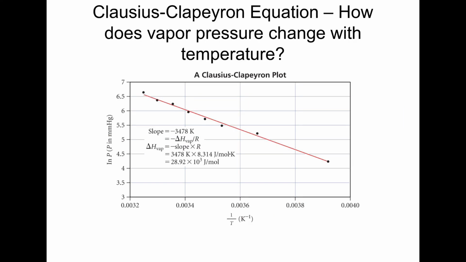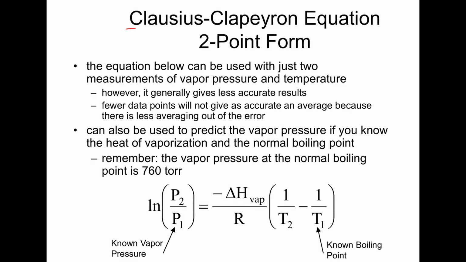Now say you don't want to do a lot of data points. You don't want to have all these data points. Say you only want to do maybe 2 data points, just enough to make a line. There's also another version of the equation that allows you to do the same type of calculation with just 2 pressures and 2 temperatures. So this is the Clausius Clapeyron equation in its 2-point form. 2 points meaning you just need 2 pressures and 2 temperatures.